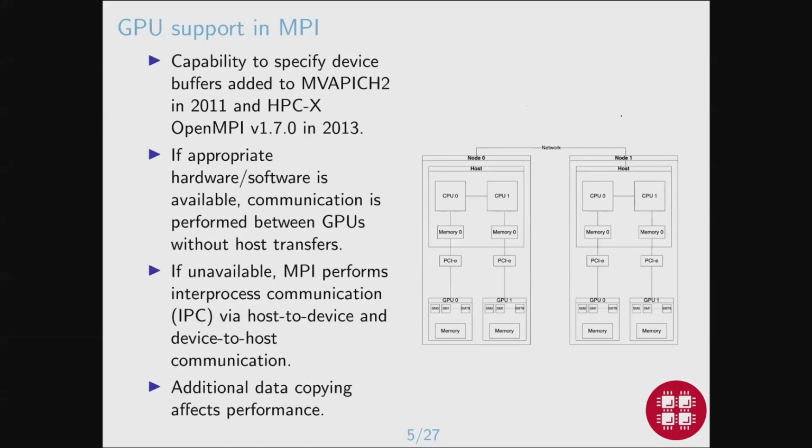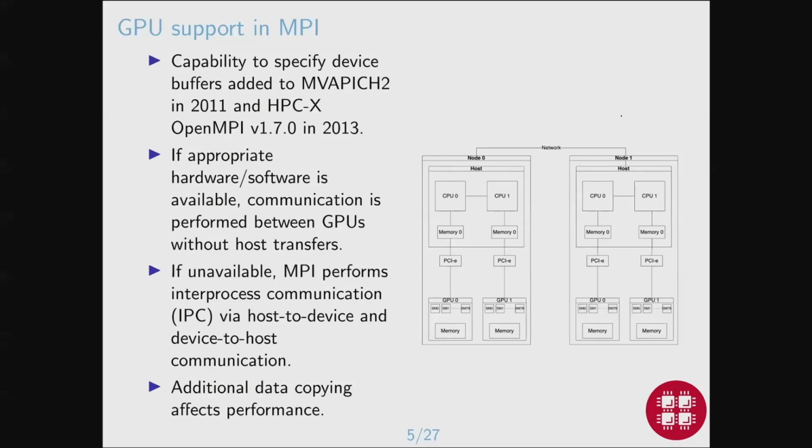So I have a little diagram here of what our system looks like at OSC. We have two CPUs that each have their own memory, and they're connected to a GPU, each with their own memory, and then you have a network connecting them. If you have the appropriate hardware and software, the GPU can directly communicate through the network from one GPU to another GPU. But if that's not available, then we have to do inter-process communication and host-to-device transfer.